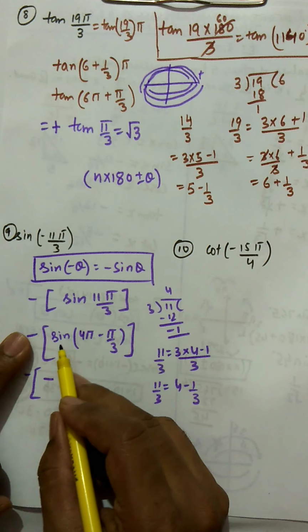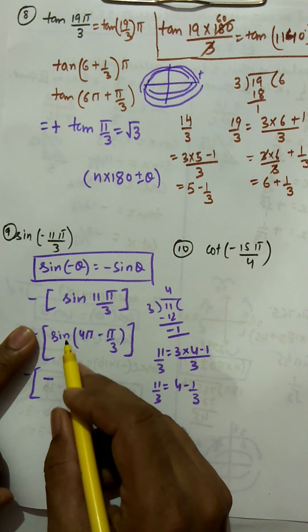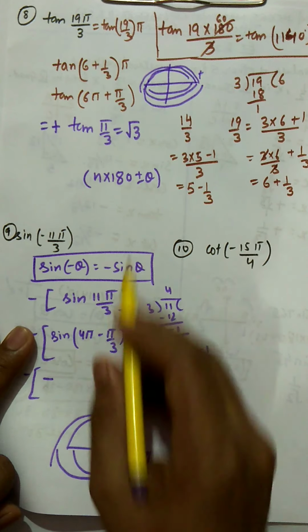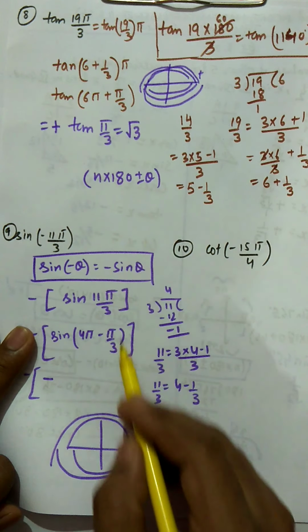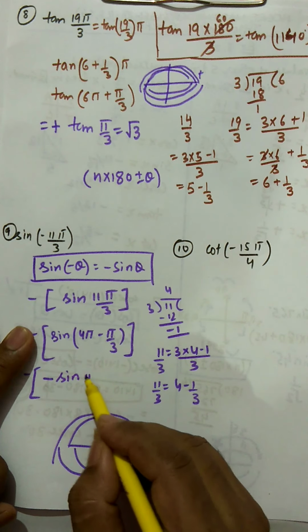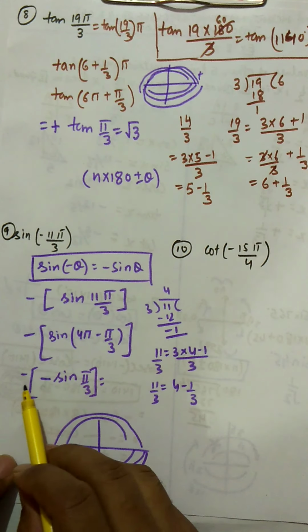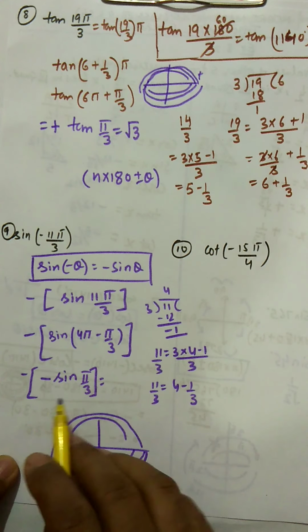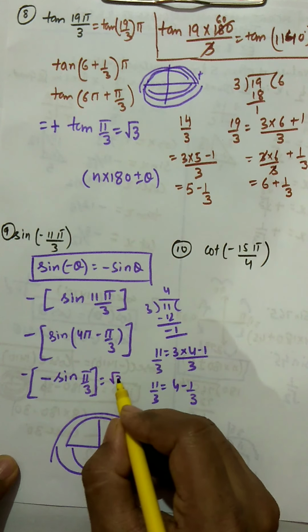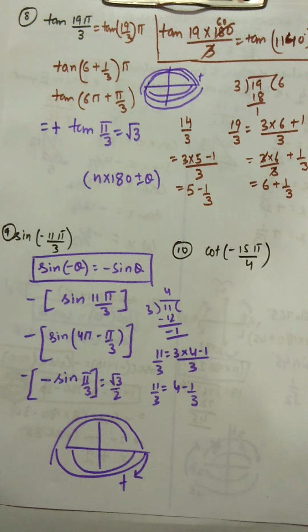Now we are solving the bracket's function. So the sign is going to be negative in the fourth quadrant, and because this is n into 180 plus minus theta form, the function will not change. So it will remain sine, and theta is pi by 3. So you see this minus and minus will become positive, and sine pi by 3 means 60. So the answer is going to be plus root 3 by 2.